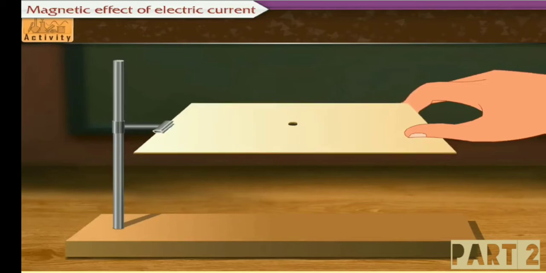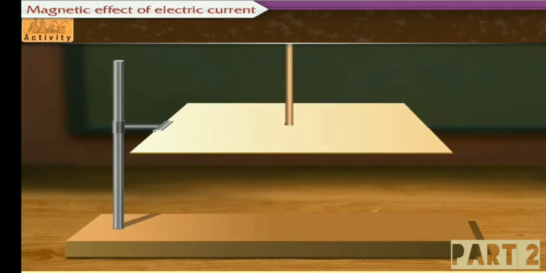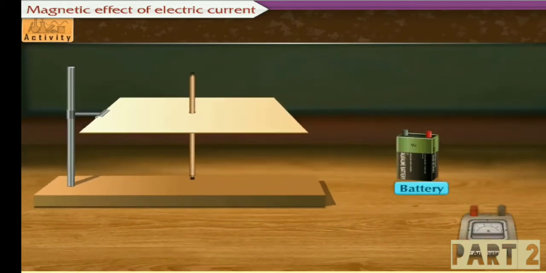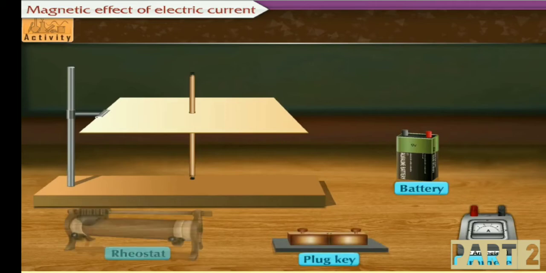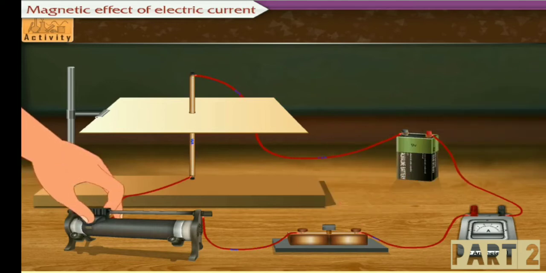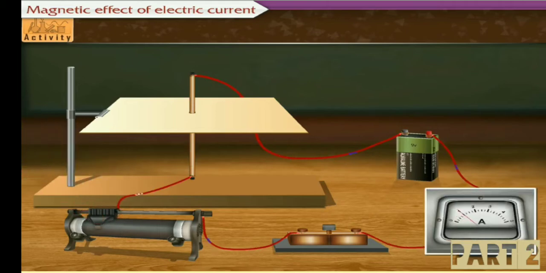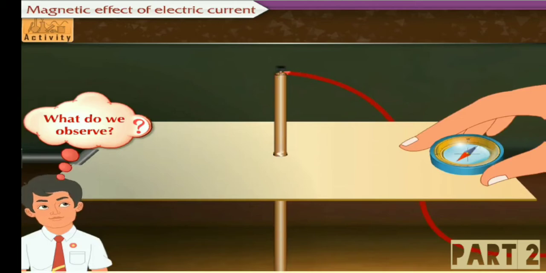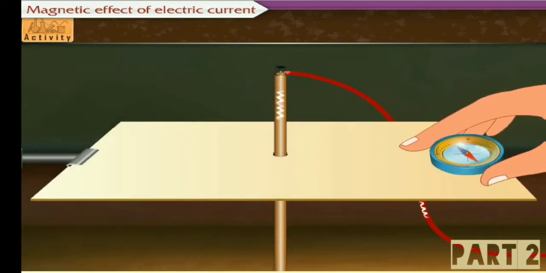Activity. Let us first take a rectangular cardboard. Pass a thick copper wire through its center. Now, we shall connect a 9 volts battery, an ammeter, a plug key, and a rheostat in series with the wire. Now insert the plug key. Let us adjust the rheostat so that 1 ampere current flows through the copper wire passing through the cardboard. Bring a compass needle close to the wire. What do we observe? We observe deflection of the needle as the compass is moved towards the wire.